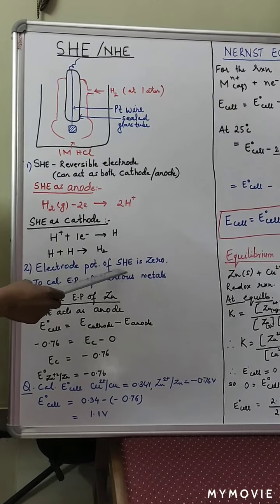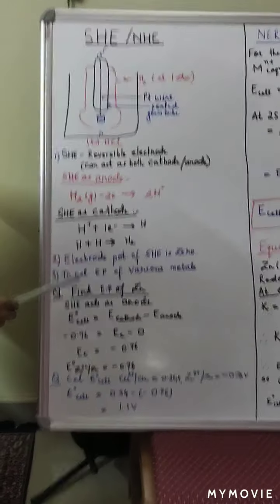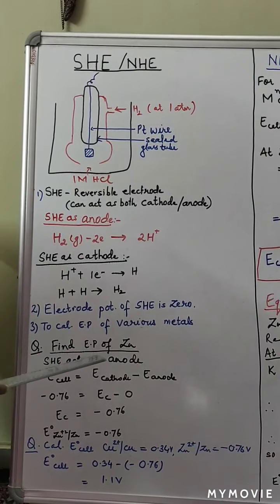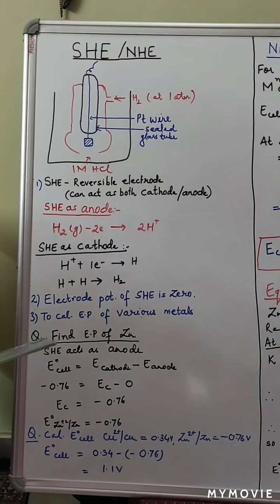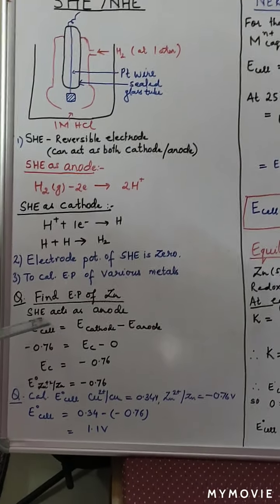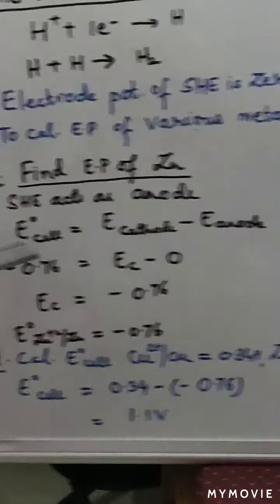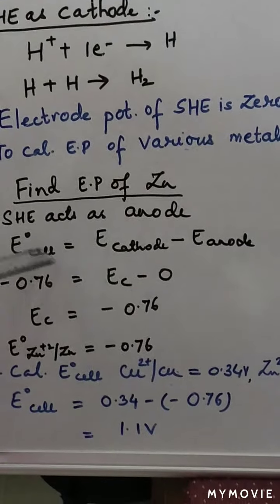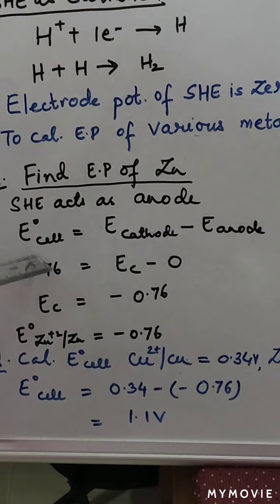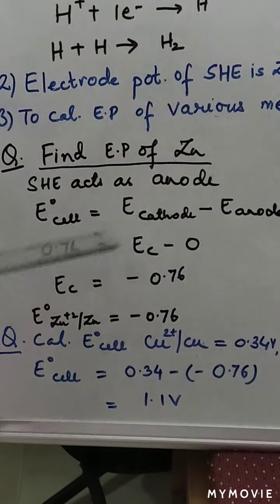Electrode potential of standard hydrogen electrode is taken always as 0. It is used to calculate electrode potential of various metals. Suppose in exam we find a question to find out the electrode potential of zinc. Now how is this to be calculated? If standard hydrogen electrode acts here as anode, then we are already aware of the equation that E naught cell is equal to E cathode minus E anode. So substituting the value, where you are aware about the electrochemical series also, from there we can find the value of E naught cell of zinc.